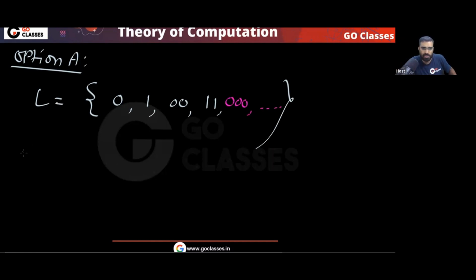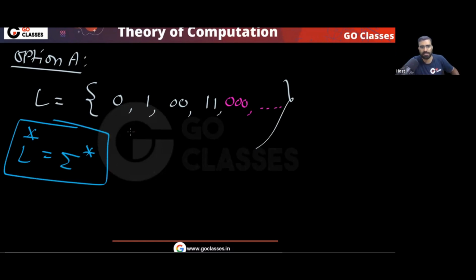And the question is saying, if you do L star, then you will get all the strings. Because of whom? Because of these two. See, these two are enough. You don't need these. There is no need of these people. These two are enough to bring everything. These two are very powerful.